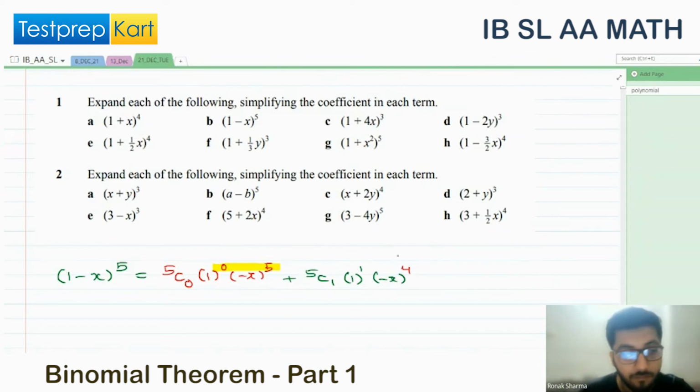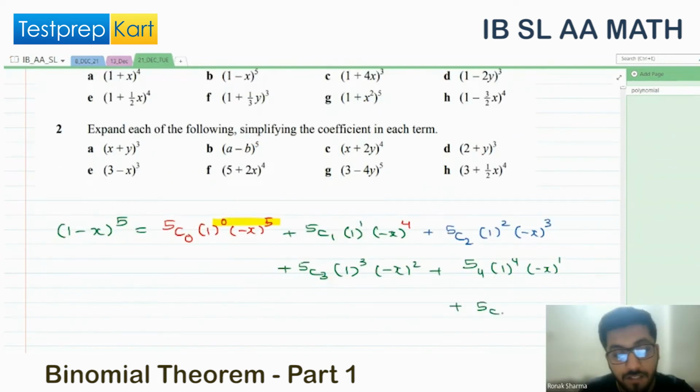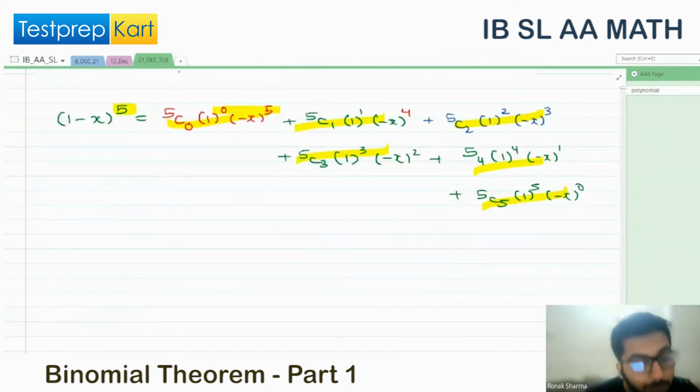Then 5C2. So it will be 1 square and minus x cube, right? One will increase, one will decrease. Then only the sum will be the same, right? Then 5C3, 1 cube minus x square. Then 5C4, 1 power 4 minus x power 1. Then the last term will be 5C5, 1 power 5 minus x power 0. We don't need to go beyond 6 terms because there will be only 6 terms since the power is 5.